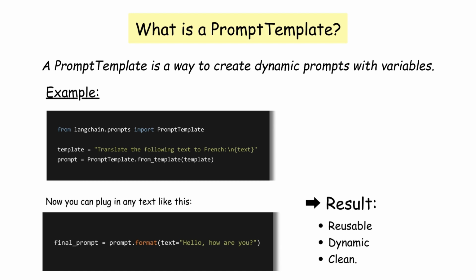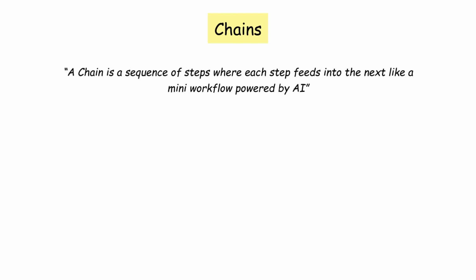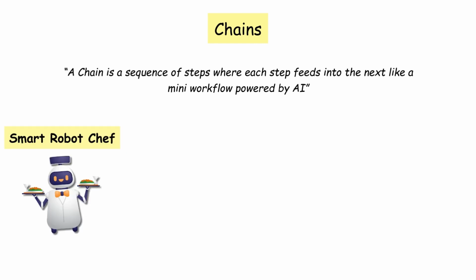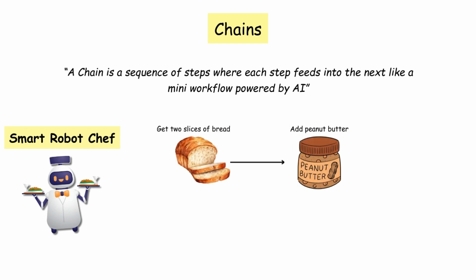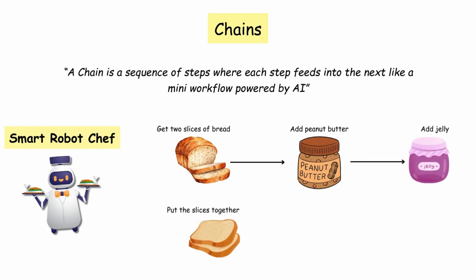Now we understand LLMs and prompt templates. It is time to introduce one of the most powerful tools in LangChain, called chains. A chain is a sequence of steps where each step fits into the next, like a mini workflow powered by AI. Imagine you're teaching a robot how to make a sandwich. You won't just say, make a sandwich. You have to break it down into steps. The first step can be get 2 slices of bread. Second one, add peanut butter. Third one, add jelly. Fourth, put the slices together. And finally, serve on a plate. Each step depends on the last one. That is exactly how chain works in LangChain.